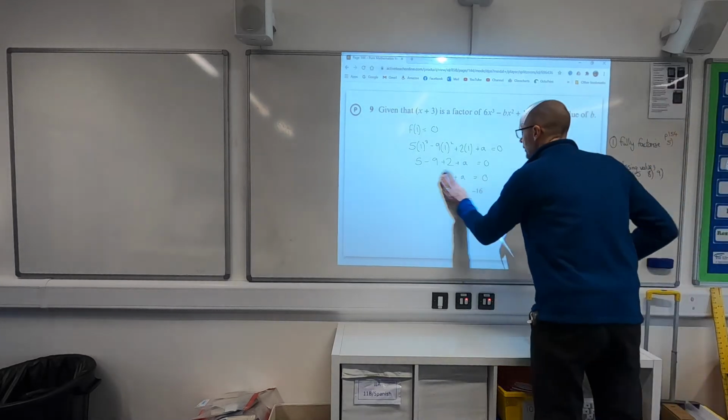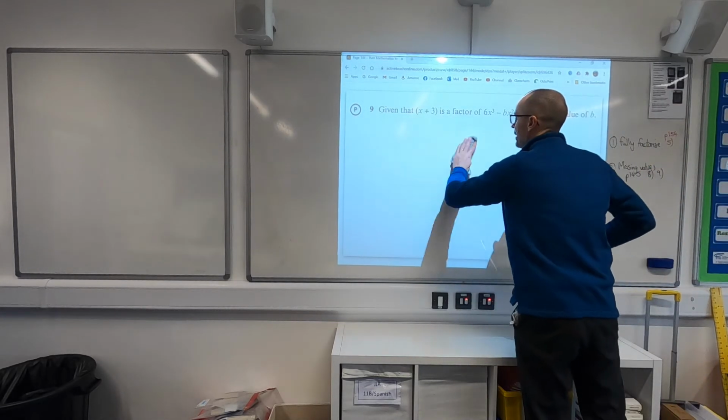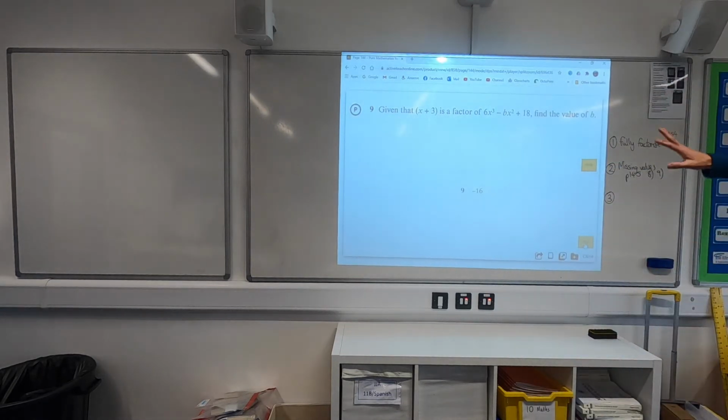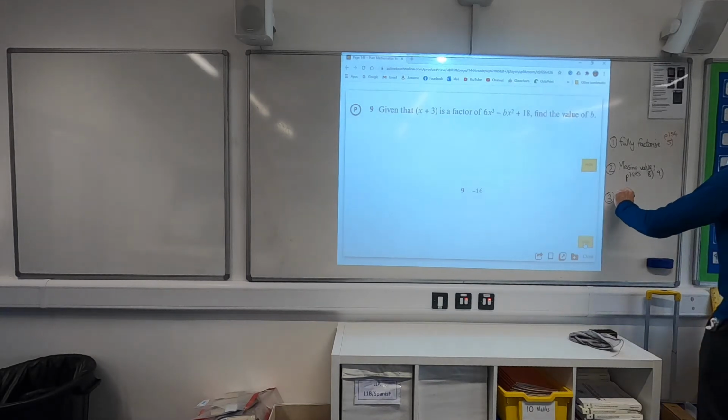So you substitute, oh no, minus 16. Minus 16, there you go. So you substitute in minus 3, and you get an equation with b in it, and there we go. Okay, so we've done fully factorised questions, we've done missing value questions. The last sort then, 2 missing values.